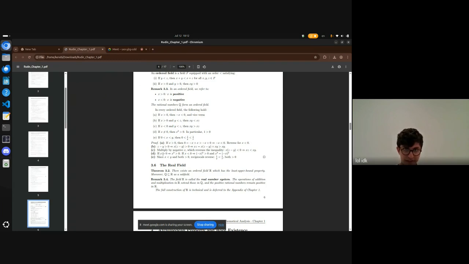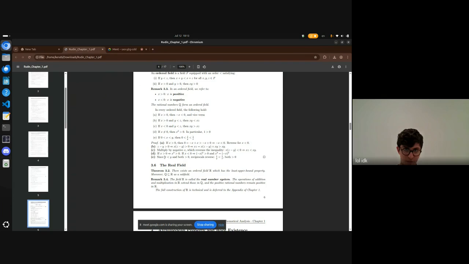And for D, if x is greater than 0, then x squared is greater than 0. We can just replace this over here, we can say y equals 0 and z equals x, and we get x squared is greater than 0. Basically, that's what we're doing. And if we do the inverse, we get this one.